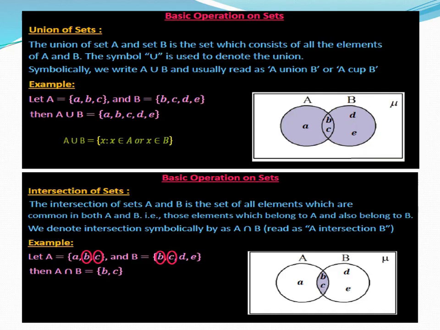Now we will represent it pictorially, that is, as a Venn diagram. We draw a rectangle box and mark mu. Now we represent the two sets A and B. Then the common part. What is that common part? The shaded part. In the shaded part we write the common elements b, comma c.